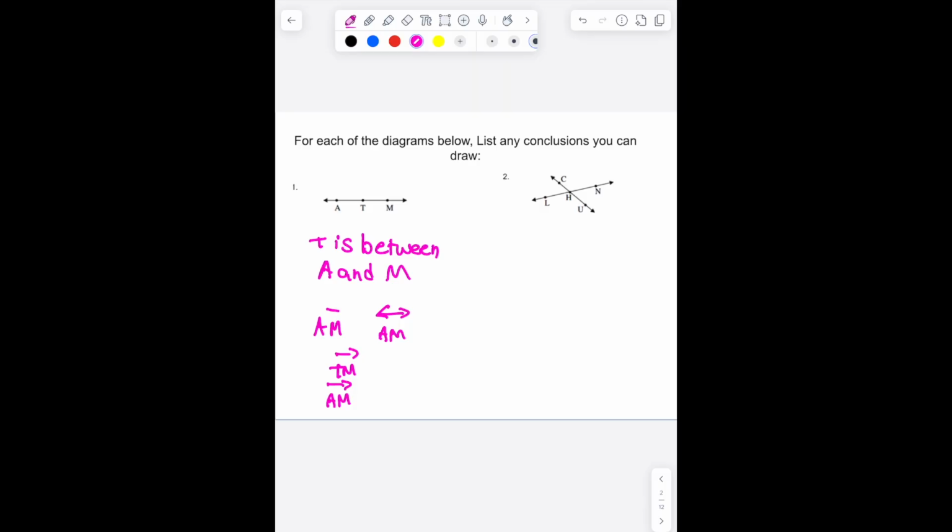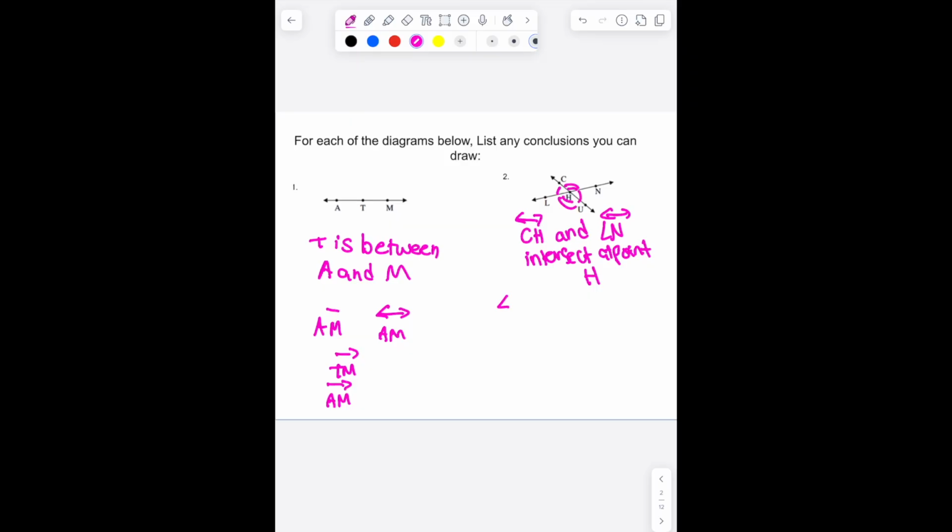For number 2, we have a lot of conclusions that we can draw here. We have line CU and line LN. We can even say that the two lines intersect at point H. And we know when we have intersecting lines that we have vertical angles that are formed. So we know this angle is vertical to this, and this angle is vertical to this angle.